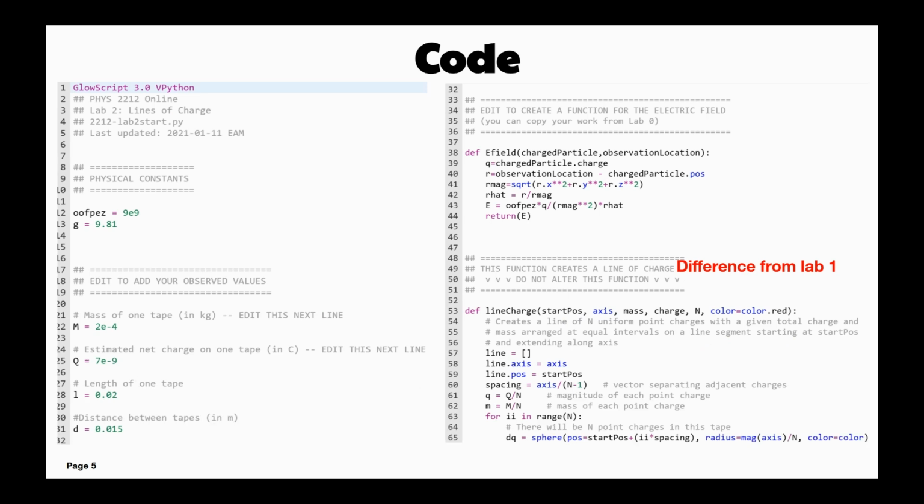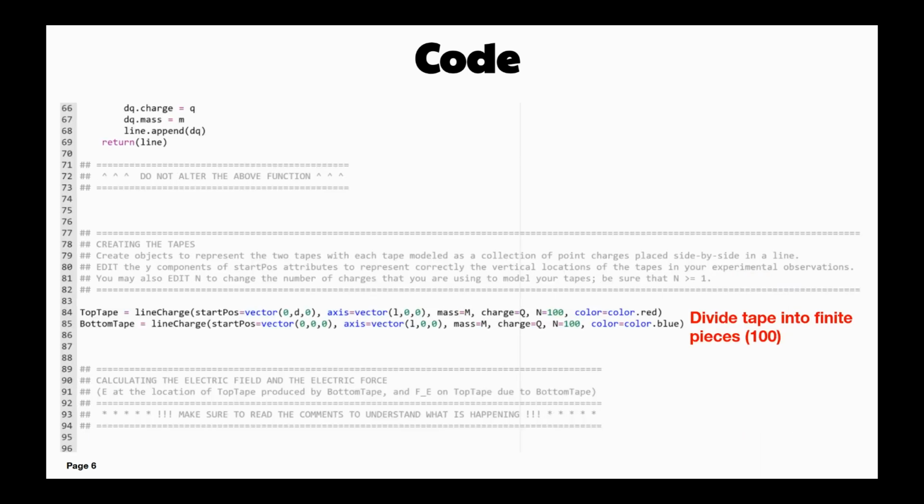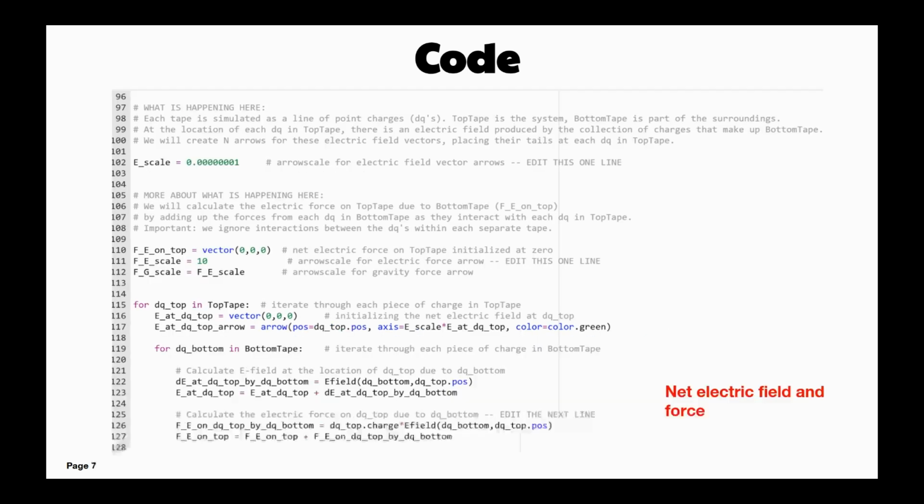For our code, the initial parts of the code are the same, like epsilon, G, mass, and length of the tapes. But the change starts with the bottom right of the code, where we start with the line charge assumption instead of the point charge assumption. This code defines the basics of the line charge. And the middle of the code creates the objects for the line charge for the top tape and the bottom tape. For this experiment, we divided up the tape into 100 finite pieces of charge, represented by n equals 100.